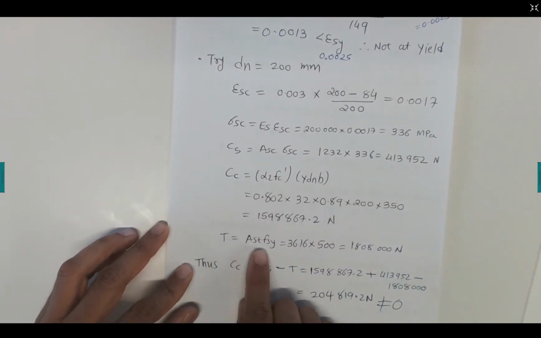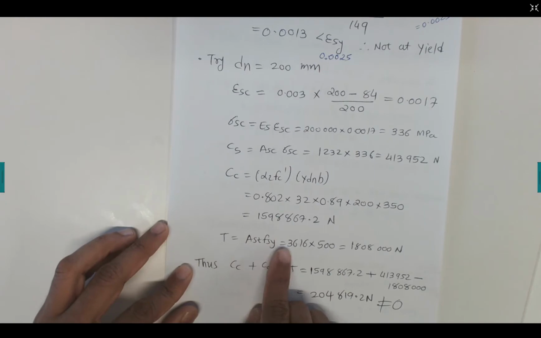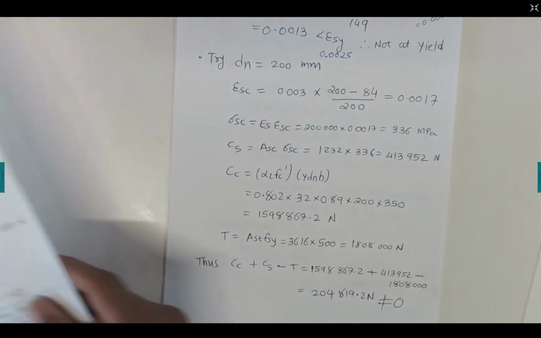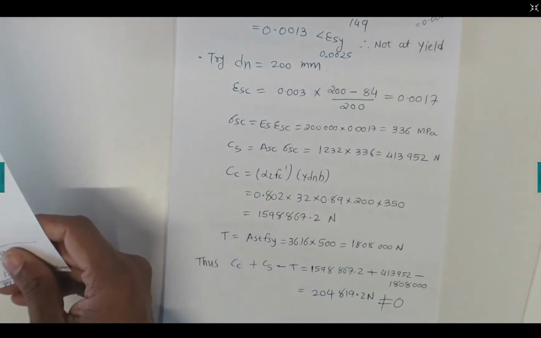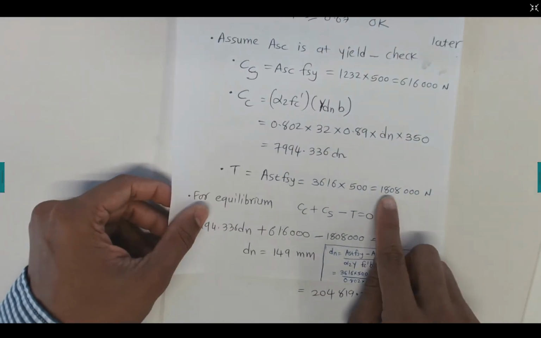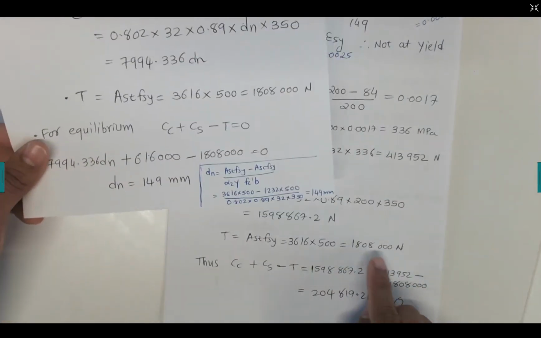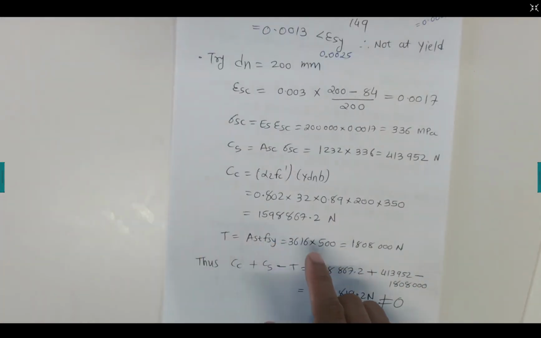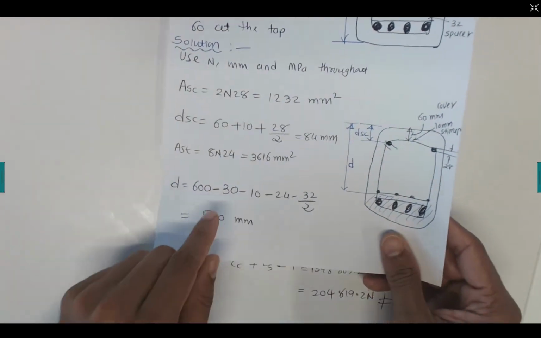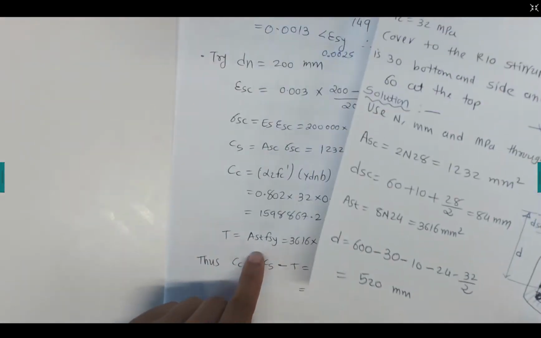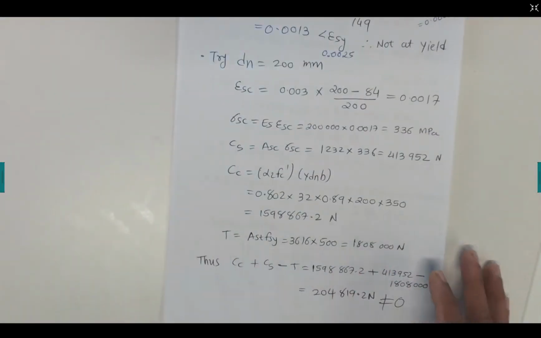For the tension force in the bottom reinforcement, please note this tension reinforcement is not changing, it does not depend on the dn value. So whatever tensile force we calculated in the previous one, 1,808,000 newtons, is staying the same here. I'm just repeating it for completeness. So Ast is 3616 times the yield strength, 500.